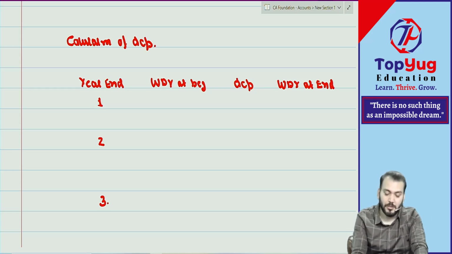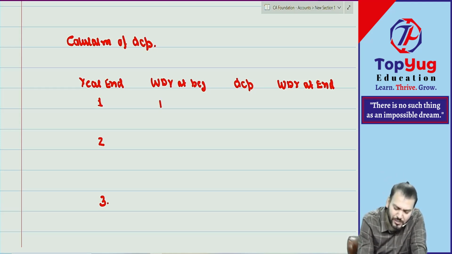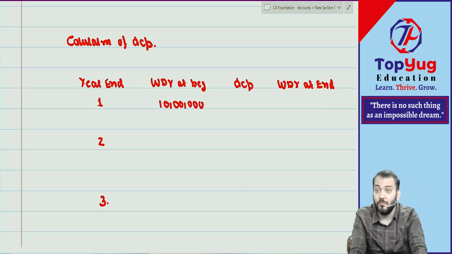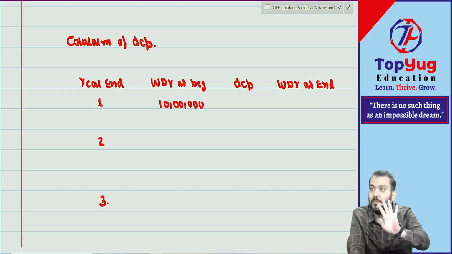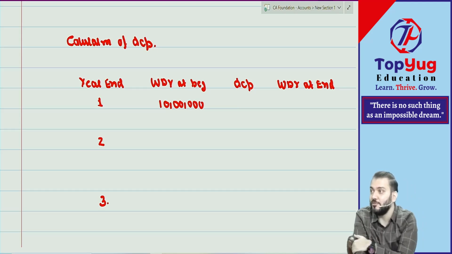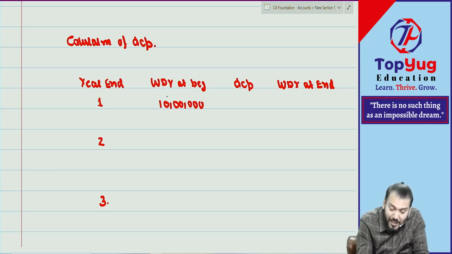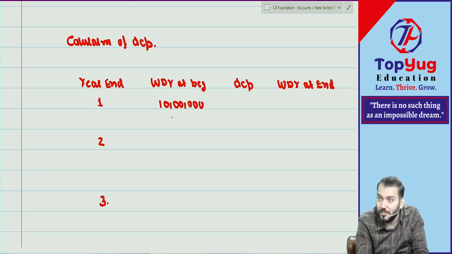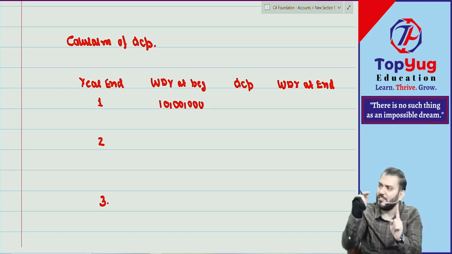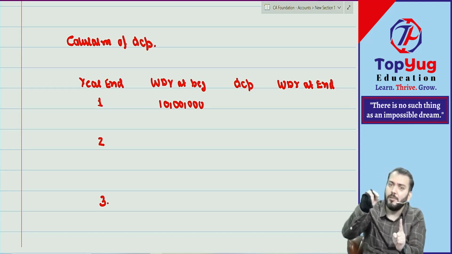Tell me, first year, what is WDB? Can I say first year WDB is the original cost only? So once again you can see the residual value is irrelevant. Whenever the rate of depreciation is given, ignore residual value. Residual value will be used when the rate of depreciation is not given. So here WDB at beginning will be 10 lakh, not 9 lakh.